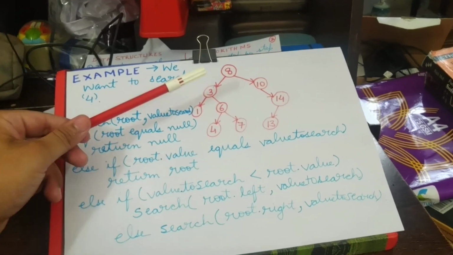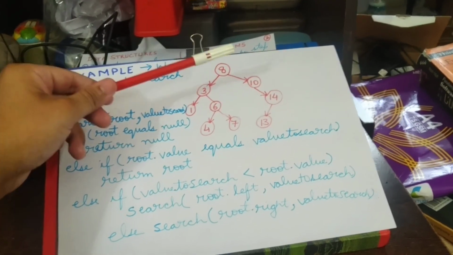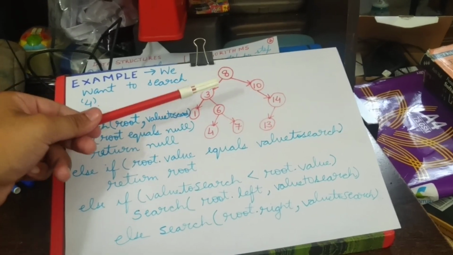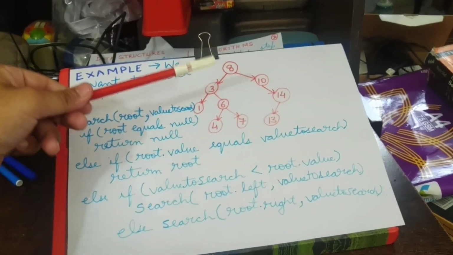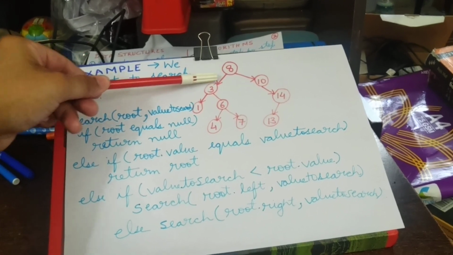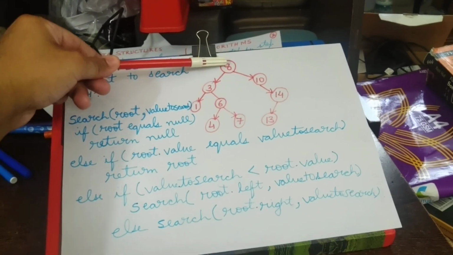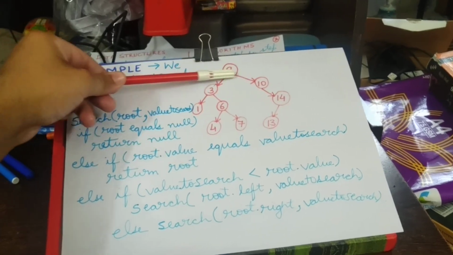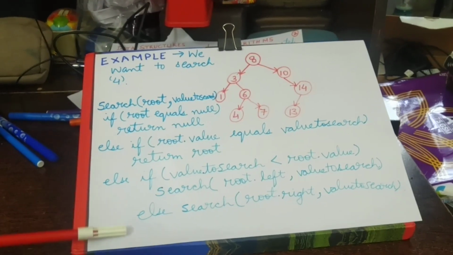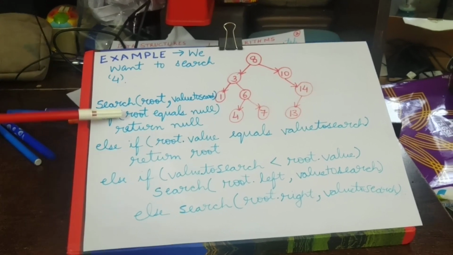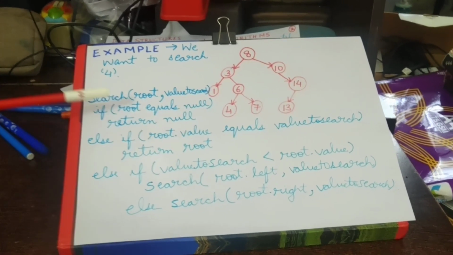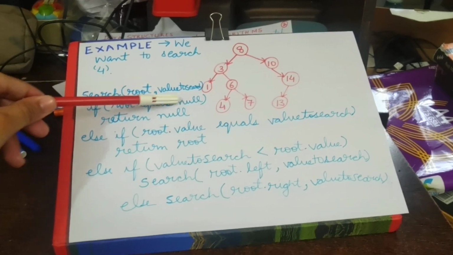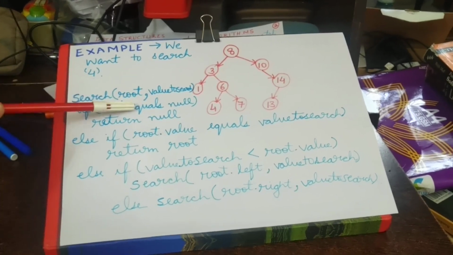How is it recursion? Because the same algorithm is being implemented again and again. The same algorithm is: when the value to search is less than the root, we go to the left. When the value to search is greater than the root, then we go to the right. So basically this whole thing is a program of recursion. Search(root, value to search). Value to search is 4 and root is 8.